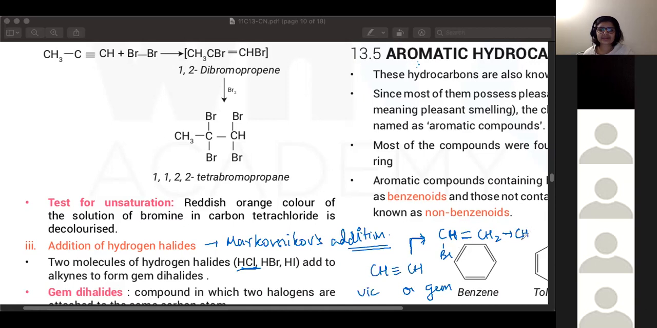Correct. Because of Markovnikov's addition rules, hydrogen is going to go with the atom that has more hydrogen atoms, and you'll end up with geminal dihalides. Awesome.